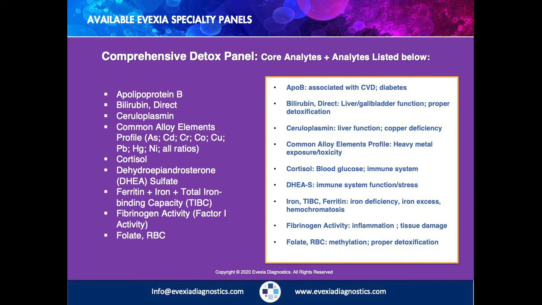And by the way, the level of indirect bilirubin can be obtained by subtracting the direct bilirubin value from the total bilirubin value. And an increase in indirect bilirubin is associated with certain types of anemia, especially hemolytic anemia, and a genetic disorder called Gilbert syndrome. Remember that proper liver and gallbladder function are needed for proper detoxification.